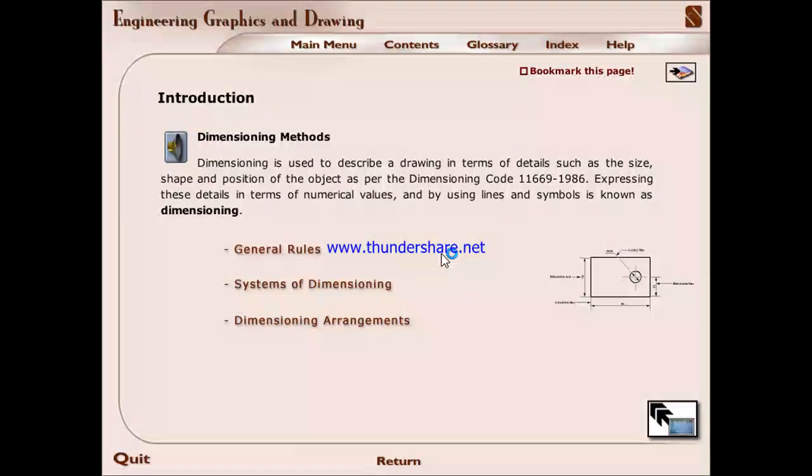In this way, we will discuss the dimensioning methods. We studied about the general rules and systems of dimensioning and dimensioning arrangements as discussed in this class. So now, once again, we will go to the contents.